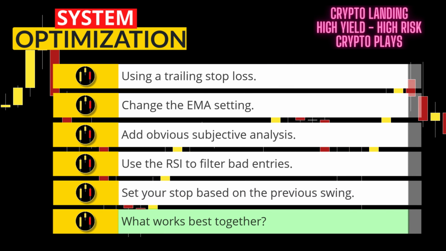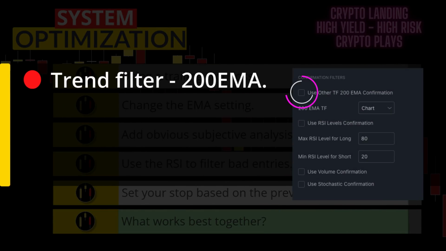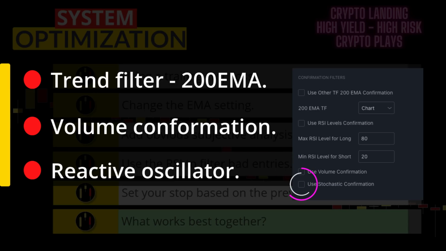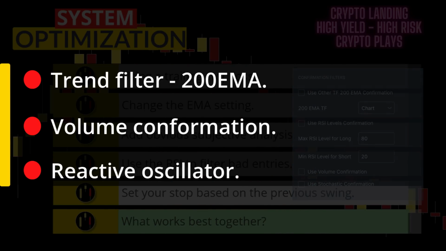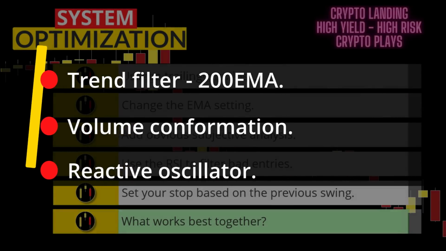Additionally, some other optimizations may include using the 200 EMA as a trend filter, discounting entries with low volume, and using the stochastic to detect if a pullback is over. It is always a technical trader's goal to understand what indicators and settings work well together.